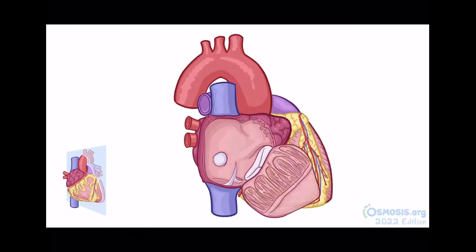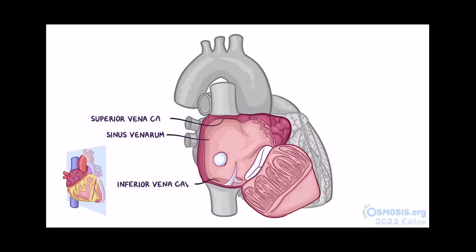This is a right anterolateral view of the heart, where we dissected the right atrium in order to see its contents. The right atrium has a smooth, thin-walled posterior part called the sinus venarum, where both superior and inferior vena cava, as well as the coronary sinus, open. Then there's a rough, muscular anterior part formed by the pectinate muscles.